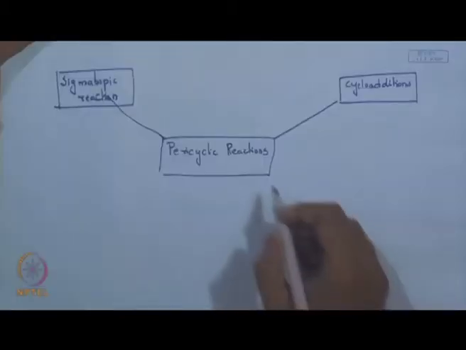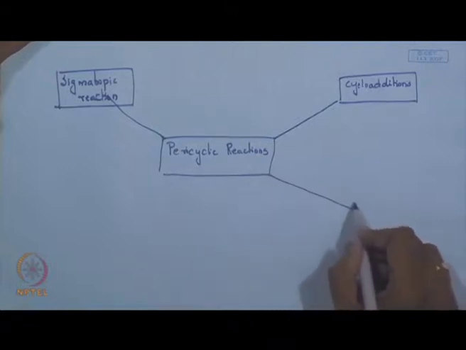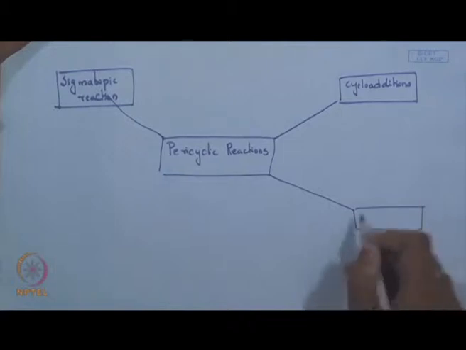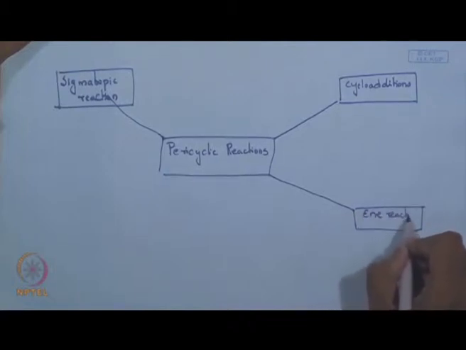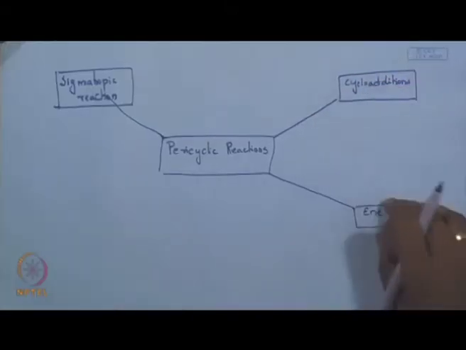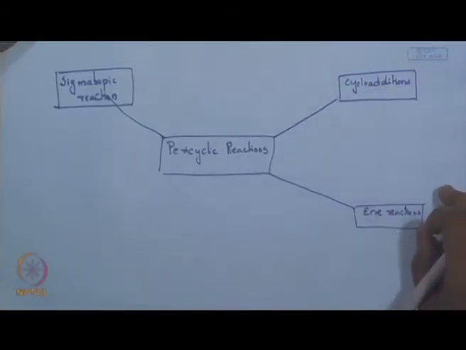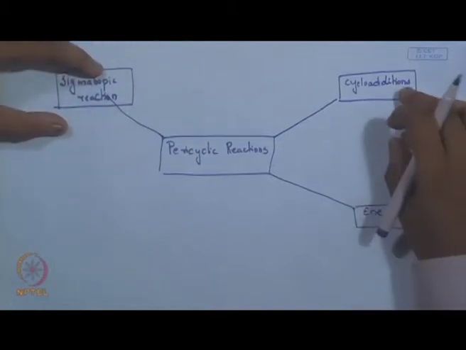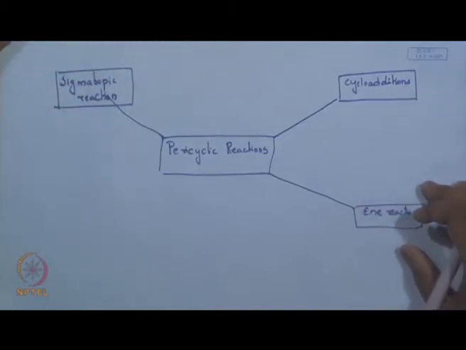Once we covered cycloaddition reactions, we slowly moved to another important class of pericyclic reaction, the ene reactions. We studied different types of ene reactions and the retro ene reactions. So, these are the three important classes which we have so far covered in pericyclic reactions. We understood sigmatropic, cycloaddition and ene reactions.